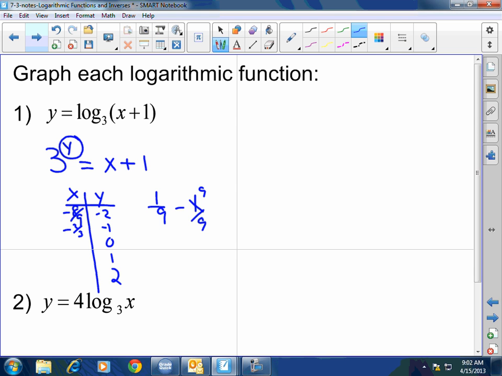When y is 0, that's 1. 1 minus 1 is 0. When y is 1, 3 to the first power is 3, minus 1 is 2. And when y is 2, that's 9 minus 1 is 8.